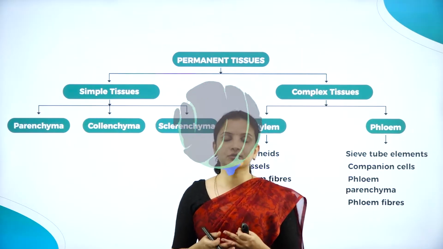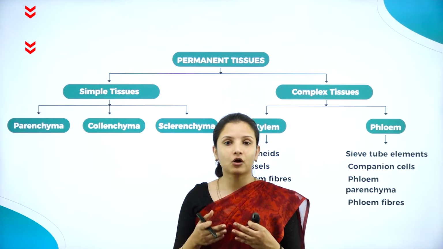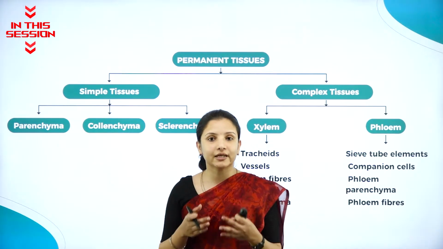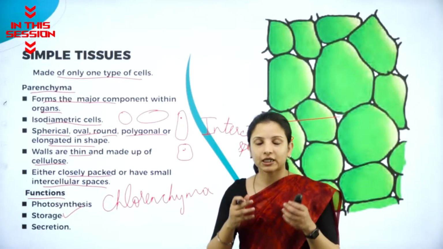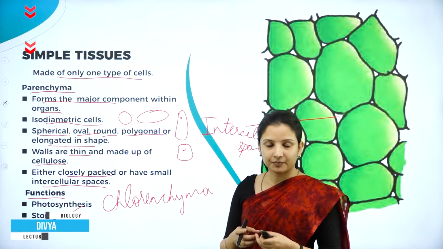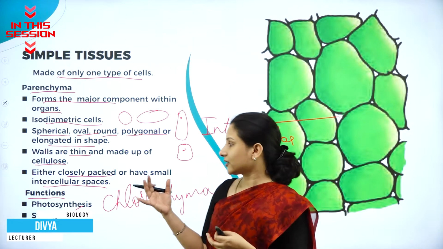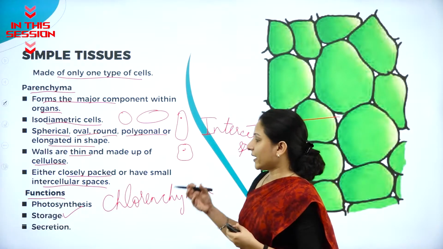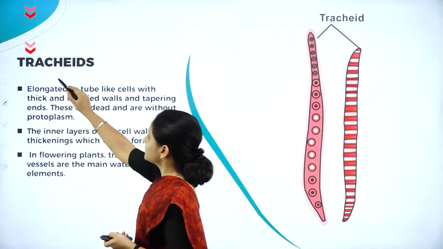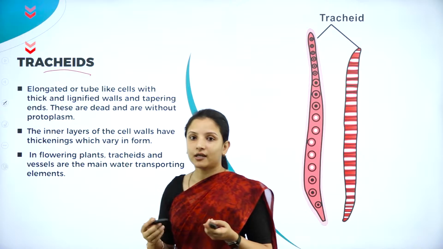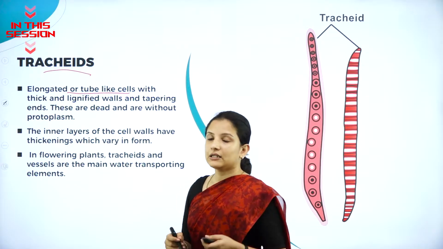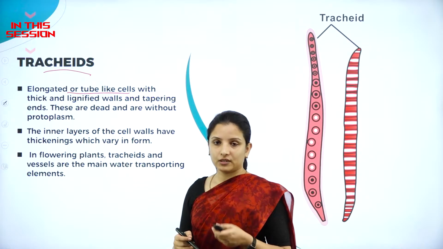So permanent tissues are the cells which no longer divide. Why they don't divide is because the cells are already matured. Whatever food has been synthesized in the plant is stored in the parenchyma, either in the form of starch or other materials in the parenchyma cells. Tracheids are usually elongated, tube-like cells, and they have thick and lignified walls present within them.